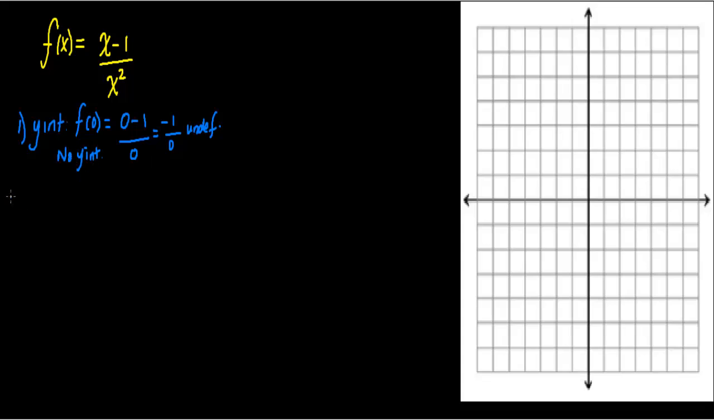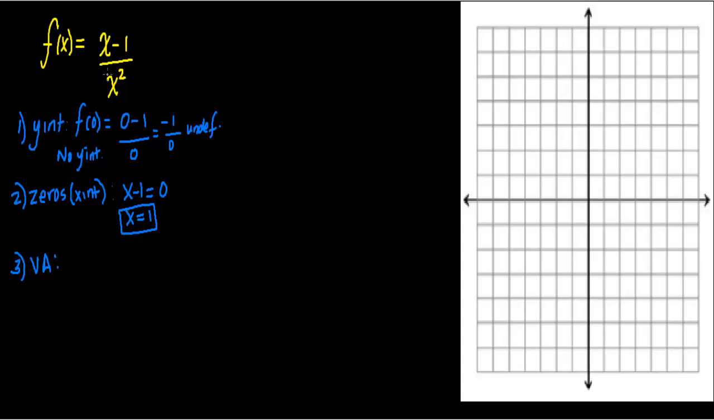For step 2, find the zeros or x-intercepts. That means you take the numerator and you equal it to 0. So my numerator is x minus 1 equals 0. That means x is equal to 1. That is my 0. For step number 3, we're going to find the vertical asymptote.